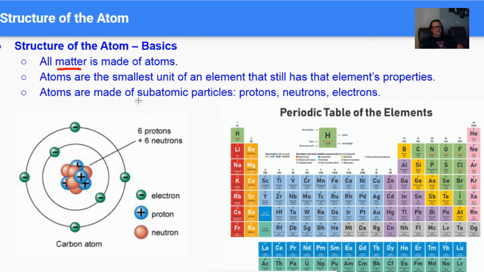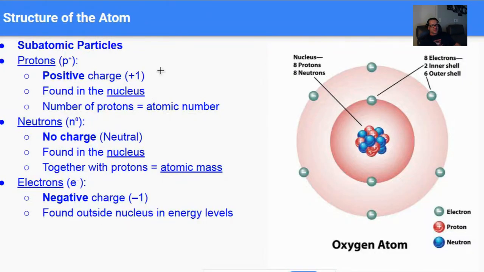And atoms are made of the subatomic particles called protons, which have a positive charge, neutrons, which have no charge or neutral charge, and electrons, which have a negative charge. And right here, you can see this is the atom of carbon. So you can see in here in the nucleus is where the protons and the neutrons are at. And then flying around in different energy levels or different shells, these are the electrons that are orbiting around the nucleus.